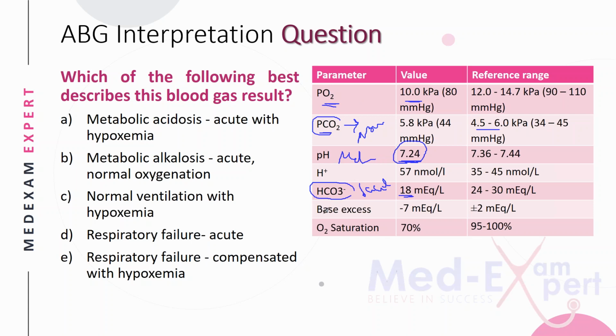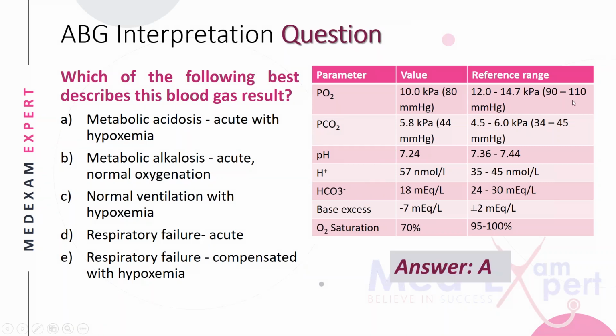And also, as I have mentioned, the base excess can confirm my answer. I have a negative base excess here, or base deficit. Negative base excess or base deficit indicates metabolic acidosis. So my answer is A, metabolic acidosis, acute with hypoxemia. So we follow these steps systematically. This will be very easy and we won't lose any mark in this part.